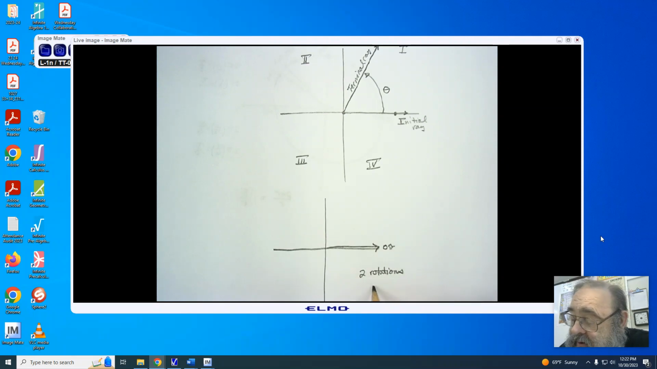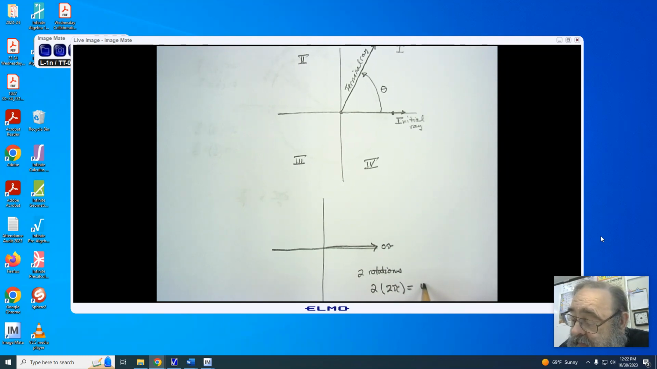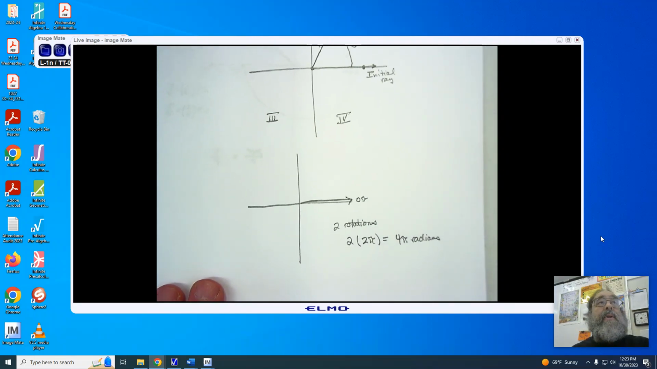I'm going to look at it as 2 times 2 pi, and that would give me a total of 4 pi radians. So notice, when I'm talking about rotations, I multiply the number of rotations times what is 1 full rotation. In this case, a circumference of 2 pi.